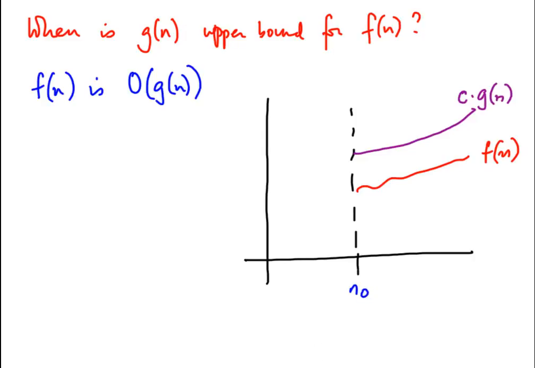So to write this in words, we say that there exist two constants, n0, that is this limit, and c, which is the multiplicative factor, such that for all n bigger than n0, f of n is going to be smaller than or equal to c times g of n.